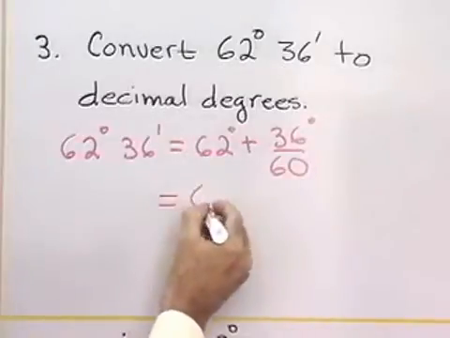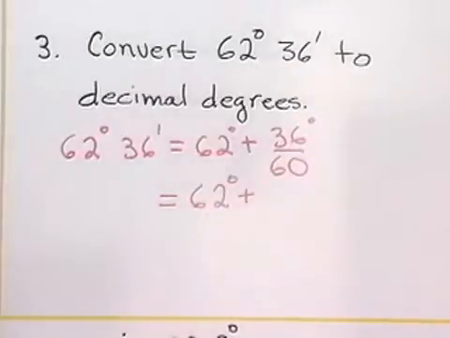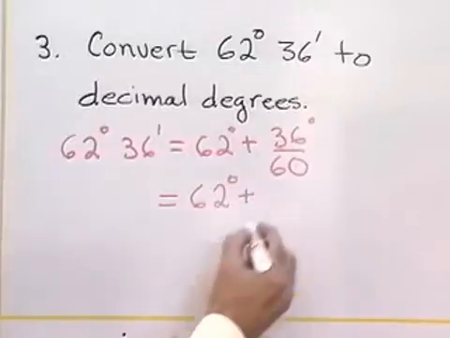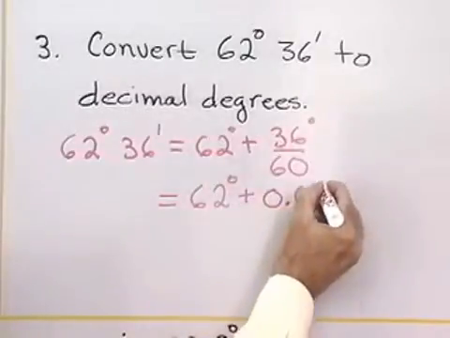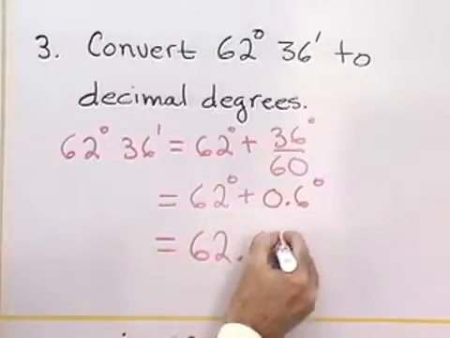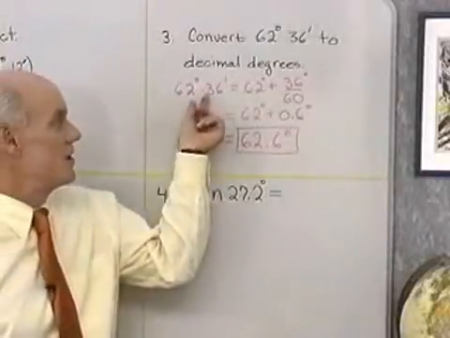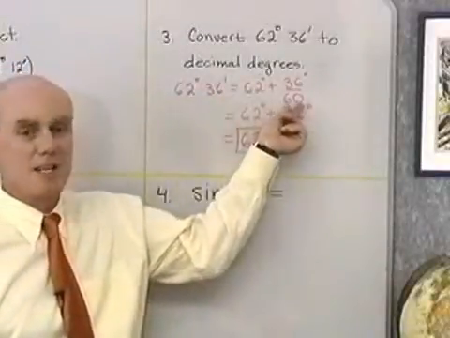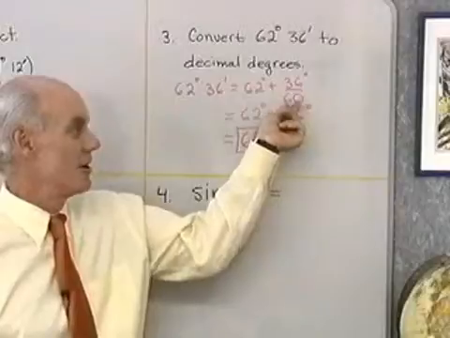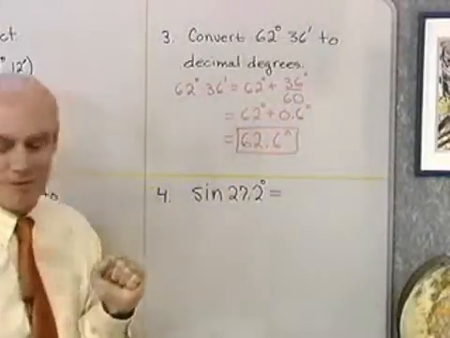Okay, so 62 degrees, and then I'll do this division right here. 36 divided by 60 turns out to be 0.6 degrees, so I end up with 62.6 degrees. So when I change from degrees and minutes into decimal degrees, I divide by 60. So here I divided by 60. In the previous problem, I multiplied by 60. Let's look at another problem.